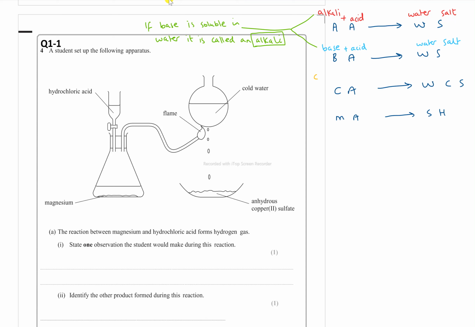You've got carbonate, whether it's sodium carbonate, whatever carbonate, plus acid gives water, carbon dioxide, and salt. And then finally you have, who's that? Metal plus acid gives salt plus hydrogen.